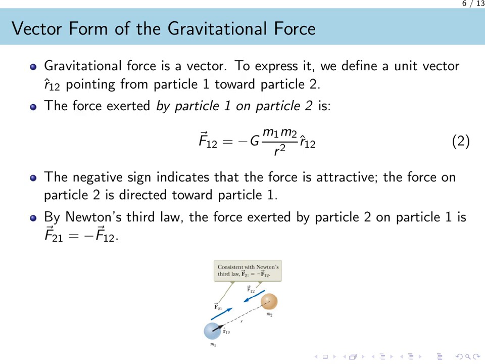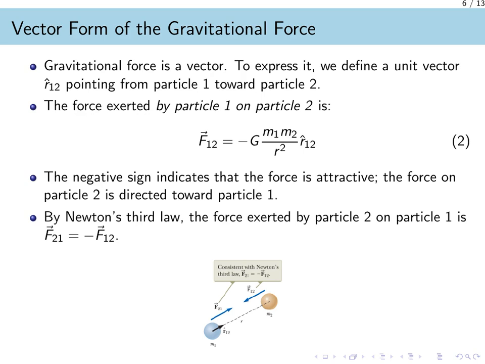Here, it points from particle 1 toward particle 2. Now we can write the full vector force that particle 1 exerts on particle 2. As the equation shows, this F vector 1, 2 is the magnitude we already know, G times m1 times m2 over r squared, multiplied by the unit vector r hat 1, 2. The negative sign out front is the most important new piece.